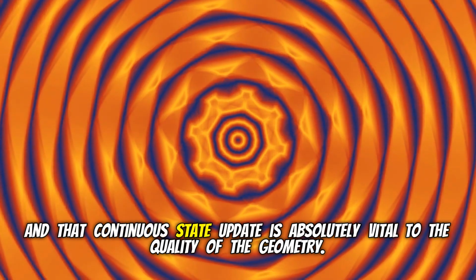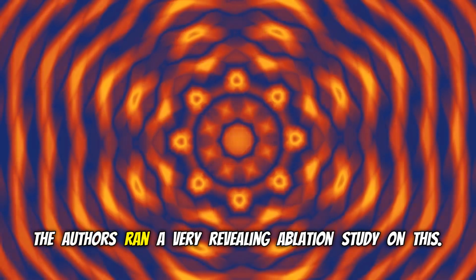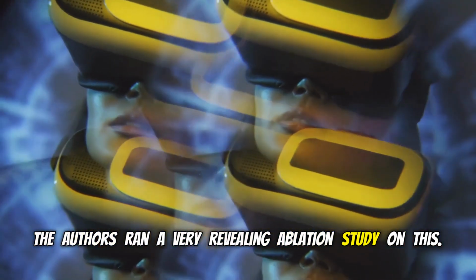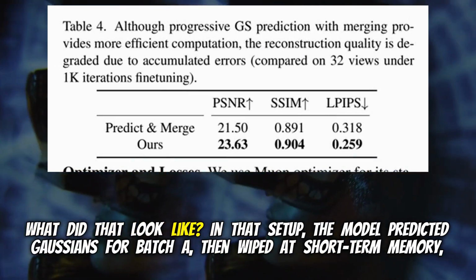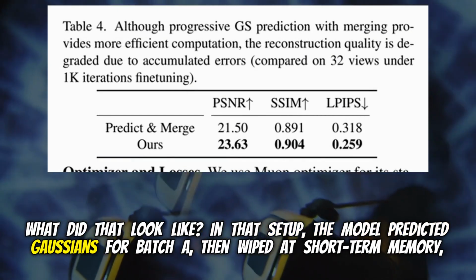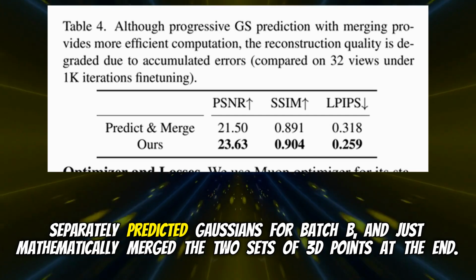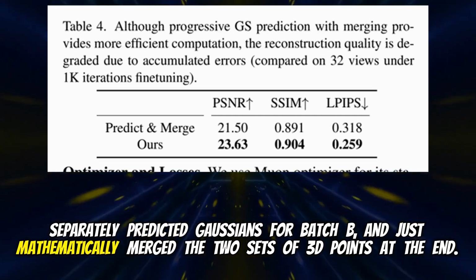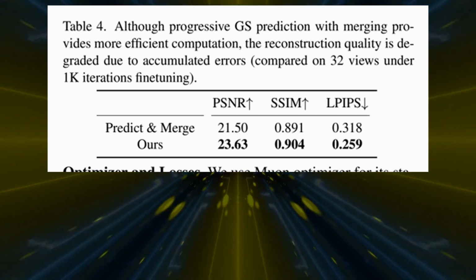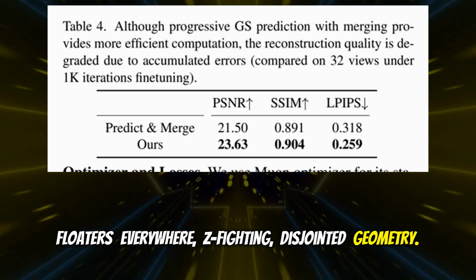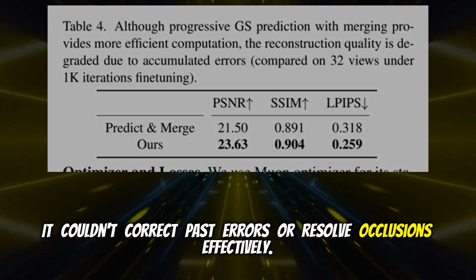And that continuous state update is absolutely vital to the quality of the geometry. The authors ran a very revealing ablation study on this. They tried a naive predict-and-merge strategy. What did that look like? In that setup, the model predicted Gaussians for batch A, then wiped its short-term memory, separately predicted Gaussians for batch B, and just mathematically merged the 2 sets of 3D points at the end. I can imagine that looked like a complete mess. Floaters everywhere, Z-fighting, disjointed geometry. It failed completely. It couldn't correct past errors or resolve occlusions effectively.